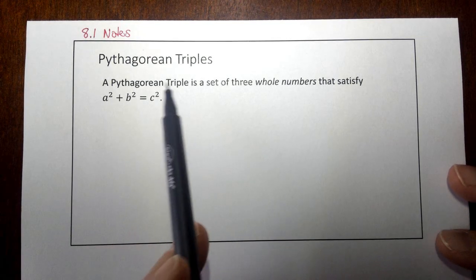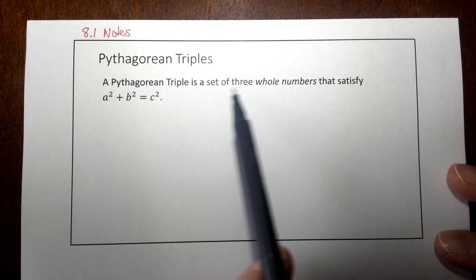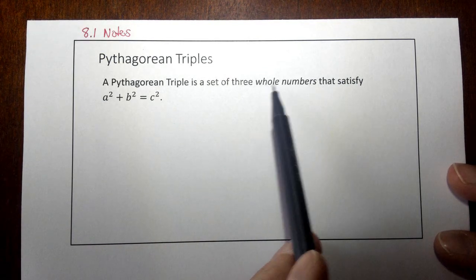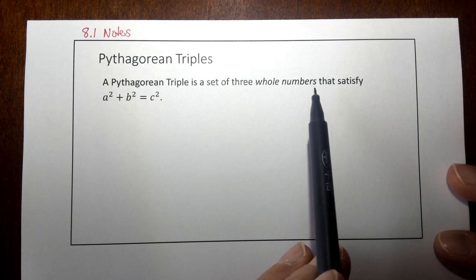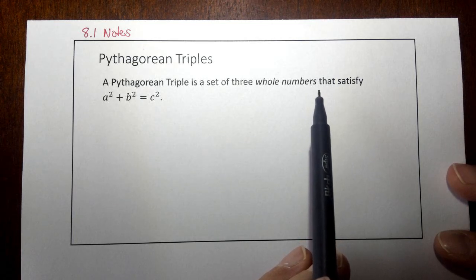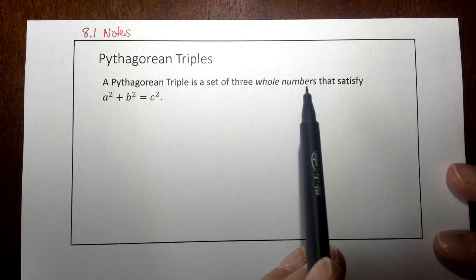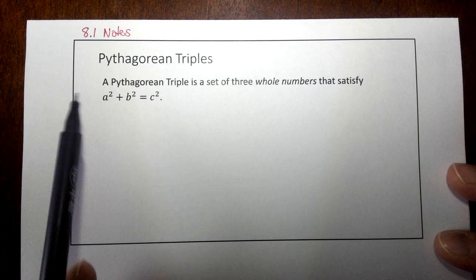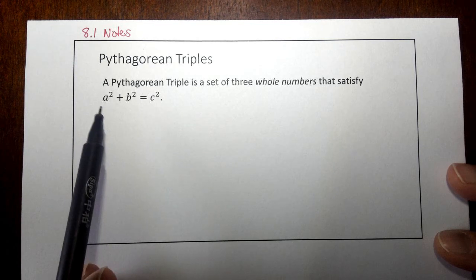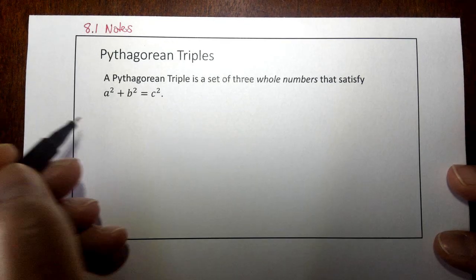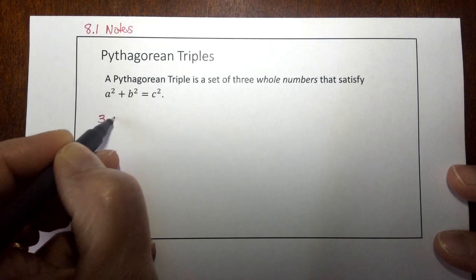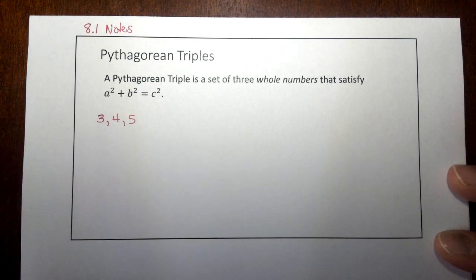So Pythagorean triple means a set of 3 whole numbers. Whole numbers are 0, 1, 2, 3, 4, 5, 6, 7, 8, 9, 10. So no fractions, no decimals, no weird stuff, that satisfy the Pythagorean theorem, a squared plus b squared equals c squared. Some examples: 3, 4, 5.